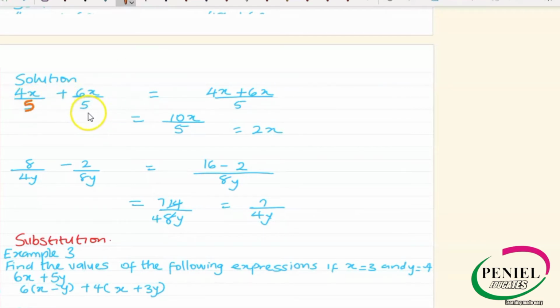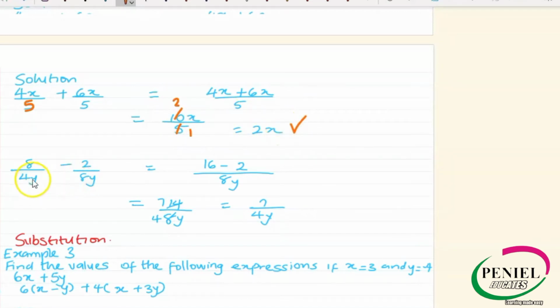So the LCM for this is 5. All right, so 5 in 5 is 1. 1 multiplied by 4x will give you 4x. Same thing with this: 5 in 5 is 1, and 1 times 6x is 6x. So if we do 4x plus 6x, it's going to give 10x over 5. So you can still divide this further. 5 goes here, 5 goes here, 2. So it's going to give you 2x.